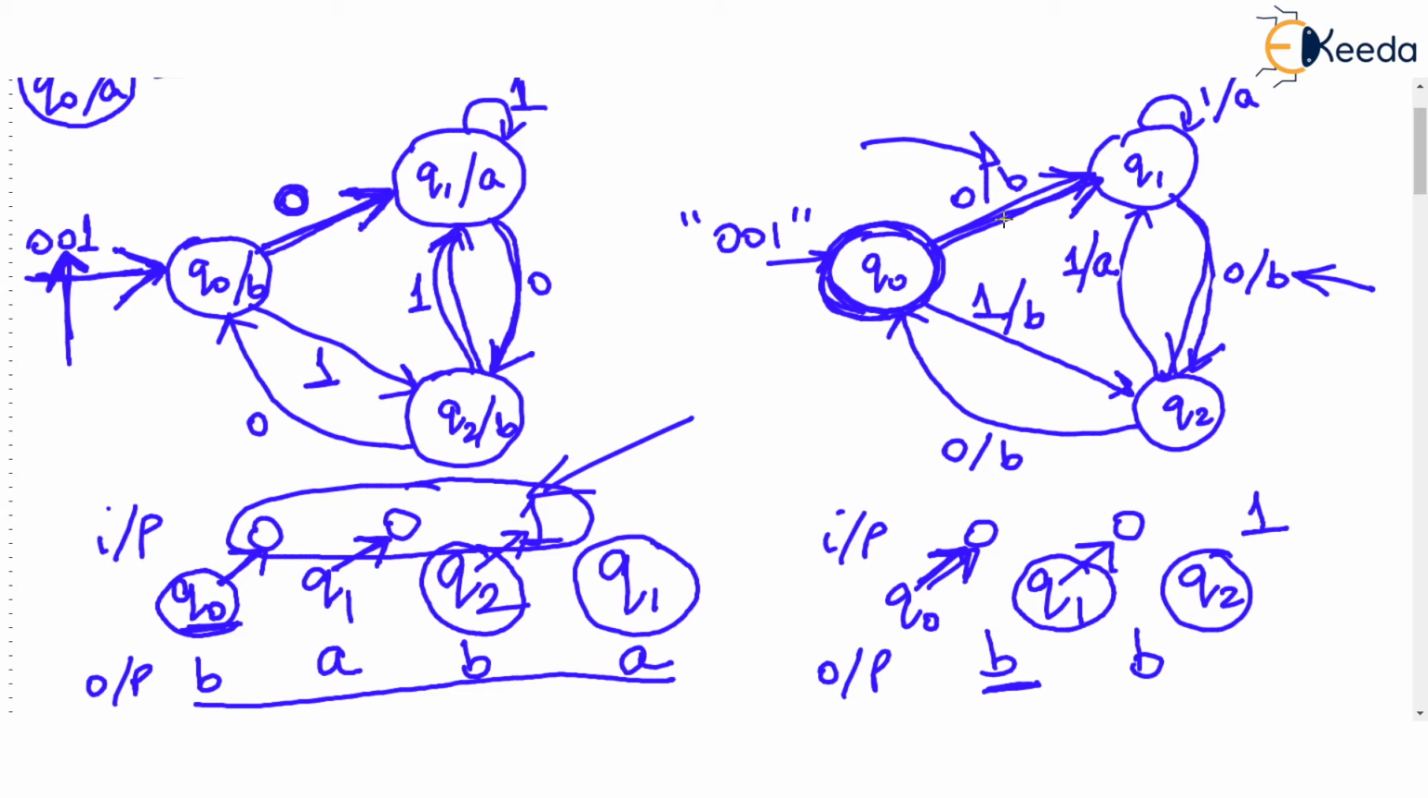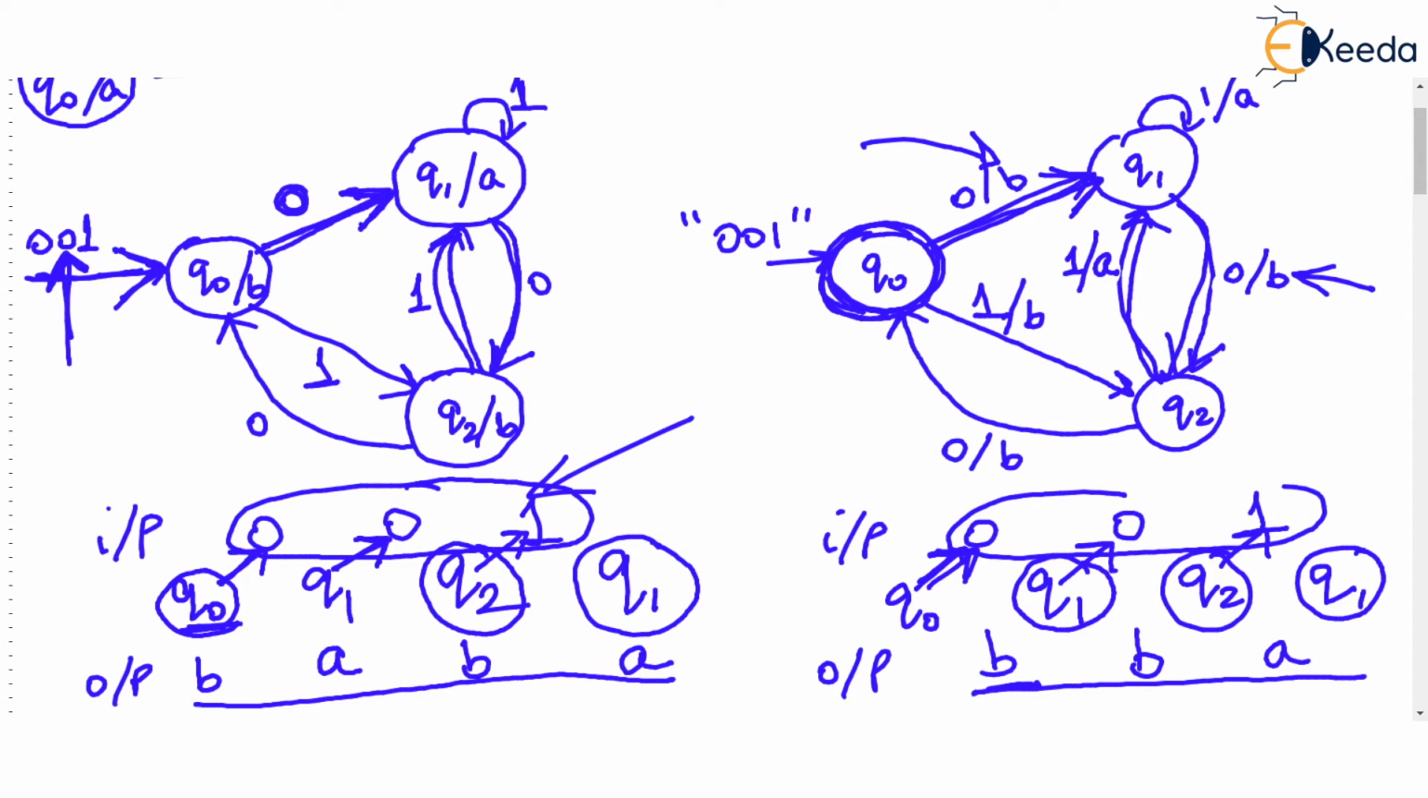Q2 is now reading 1. On reading 1, Q2 will go back to Q1, isn't it? Check the transition. On the transition, when Q2 goes to Q1, the output produced is A. And now the input is over, since 1 was the last symbol. So the output produced is BBA. Check that the input had three symbols and the output has exactly three symbols.